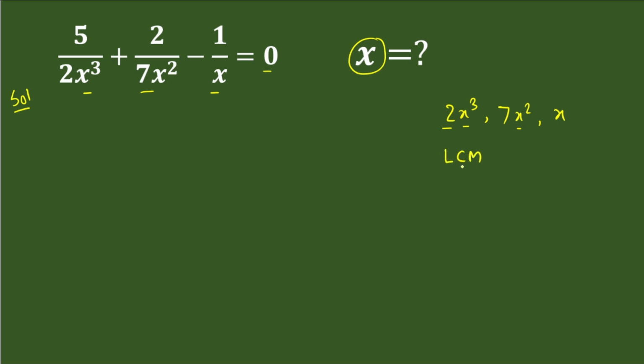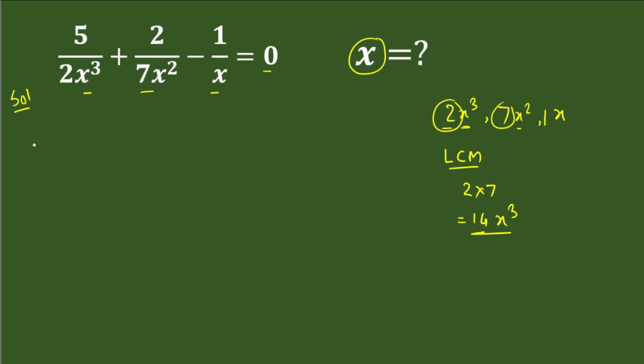So first of all we'll take the LCM of the numbers 2, 7 and 1. The LCM of 2, 7 and 1 will be 2 multiplied by 7, right? So it will be 14. Next we'll take the LCM of x cube, x square and x. We take the maximum power of x, so here it is x cube.